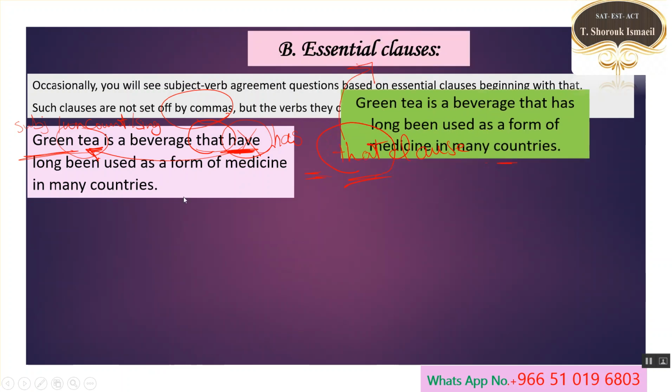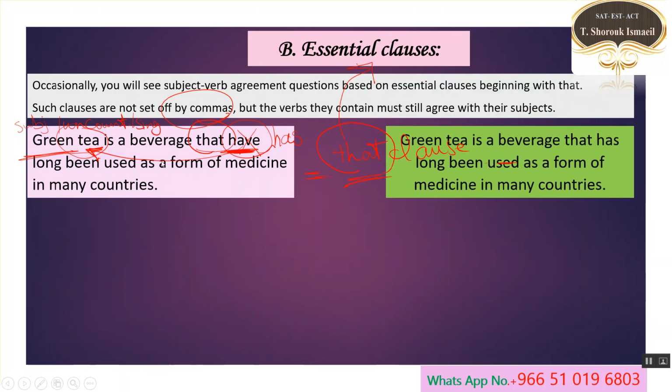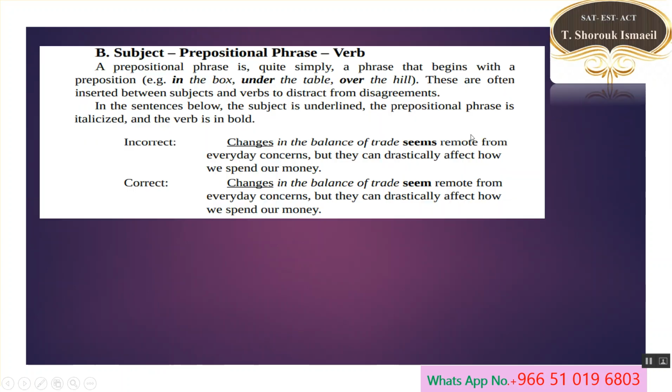Okay, let's have another sentence here. Green tea is a beverage that has. This one is correct. Why? Because the verb is singular and it follows my subject in its singularity. Okay? Now let's move to the subject prepositional phrase. The prepositional phrase is a kind of separator.